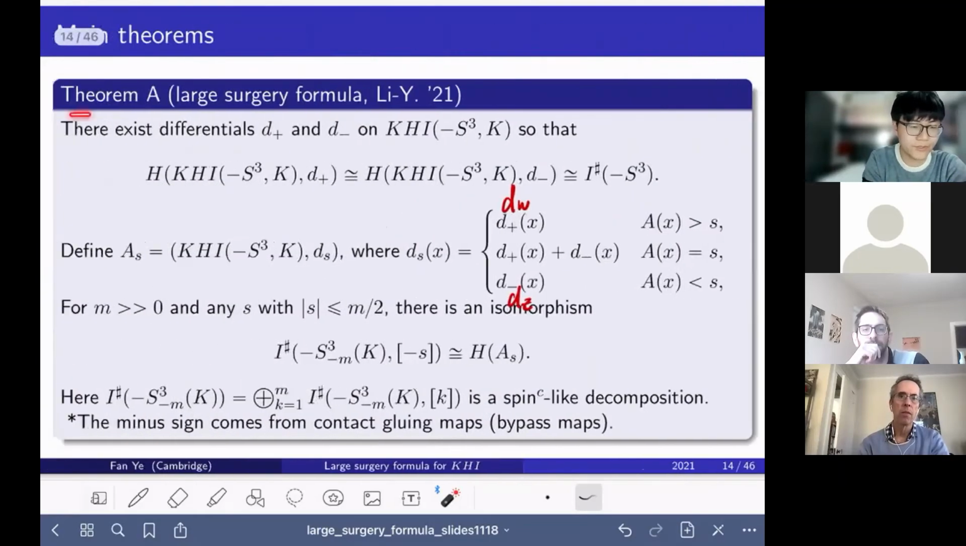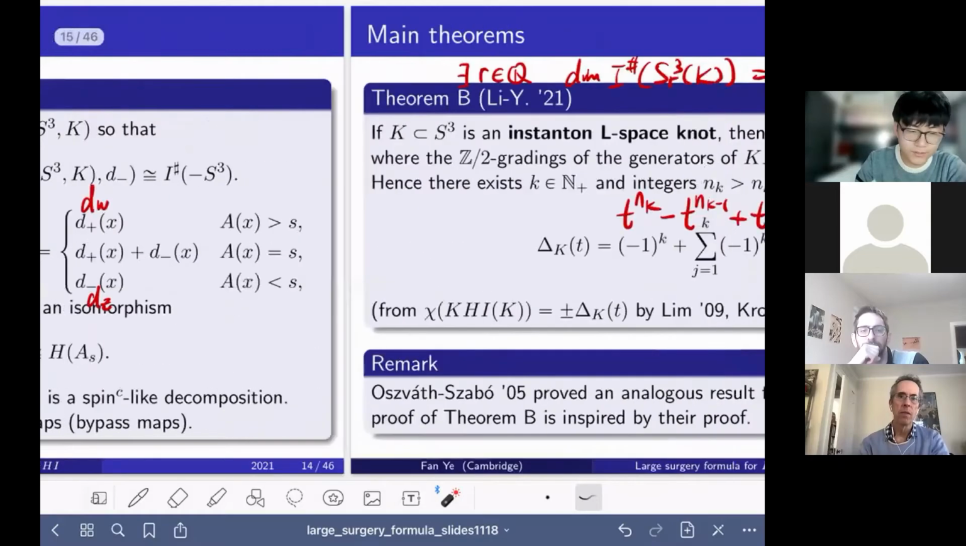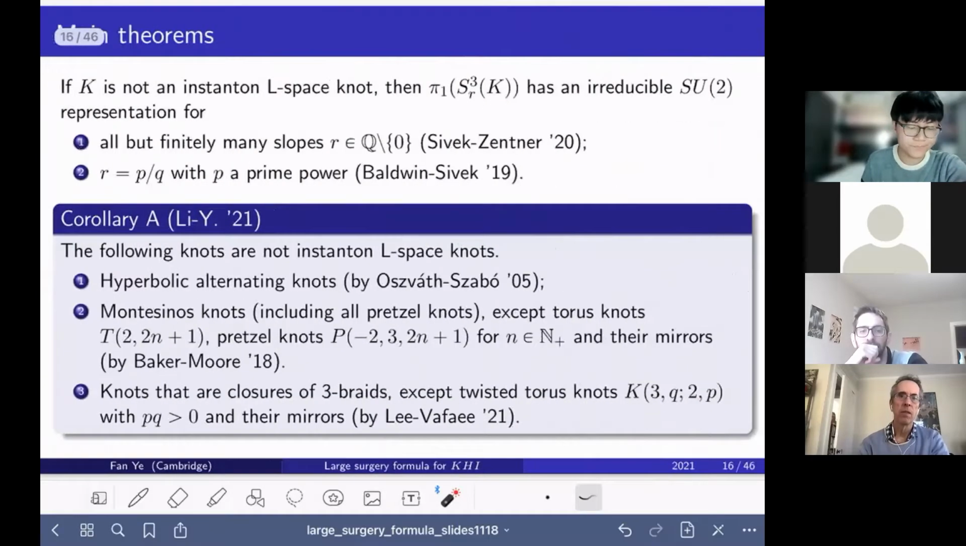So for the large surgery formula, the reason to study instanton L-space knots is because of the following facts.